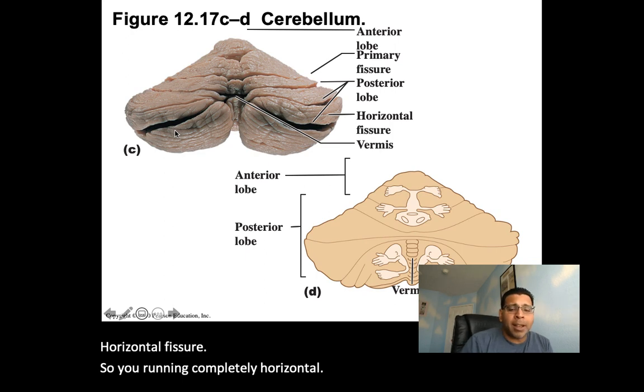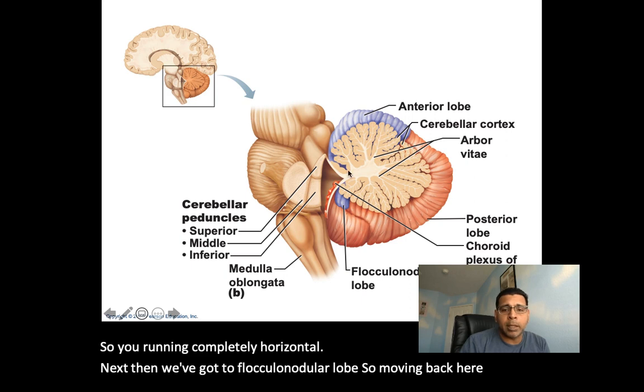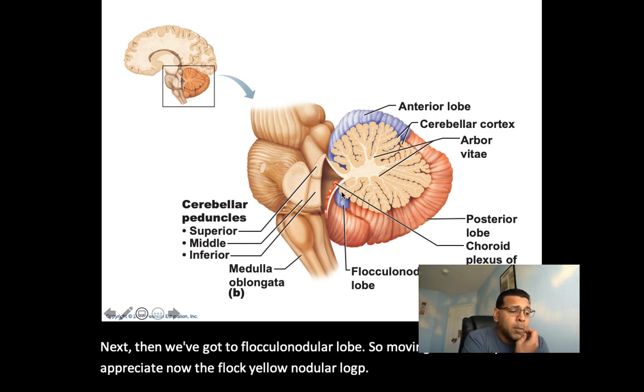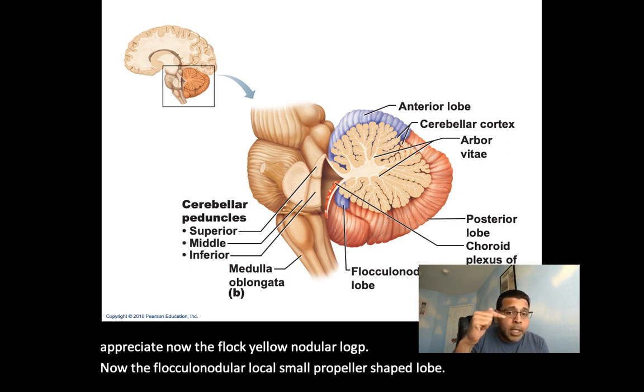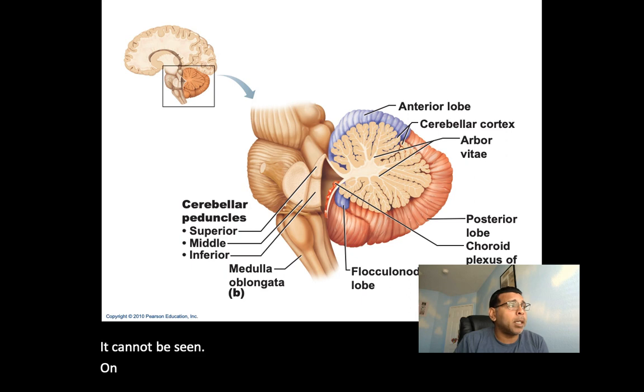Next then we've got the flocculonodular lobe. So moving back, here you can appreciate the flocculonodular lobe. It is a small propeller-shaped lobe found deep to the vermis and the posterior lobe. It cannot be seen on the surface view.